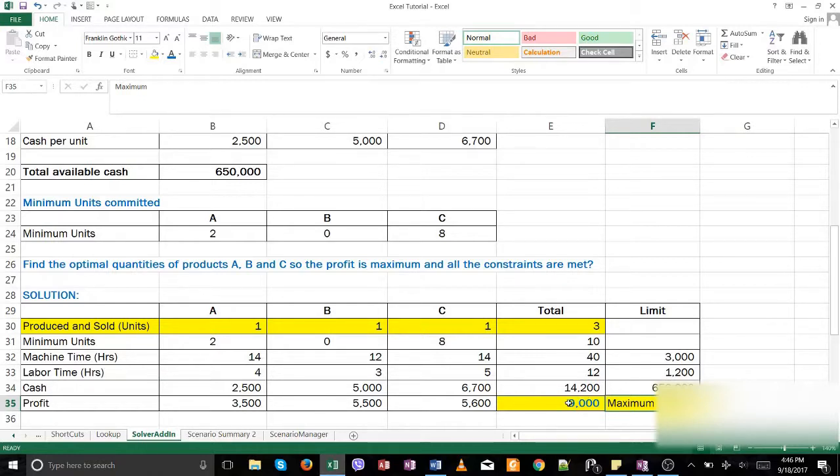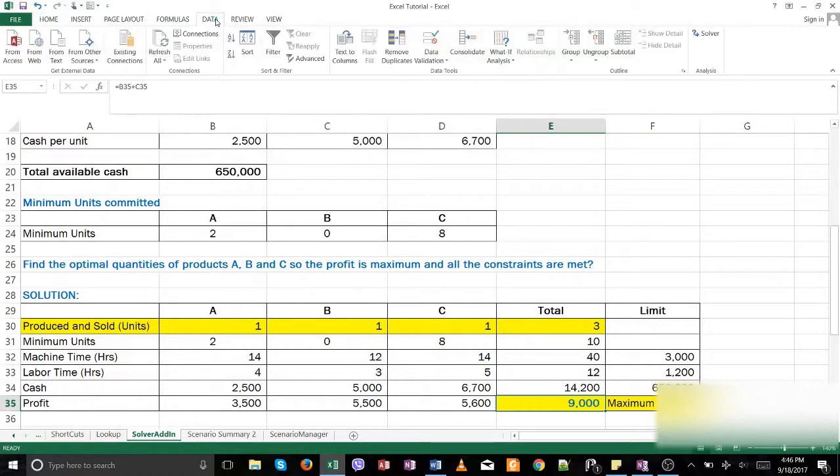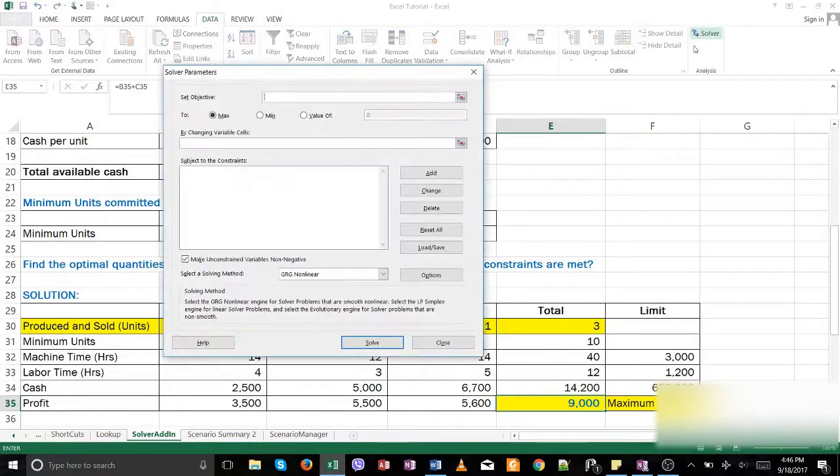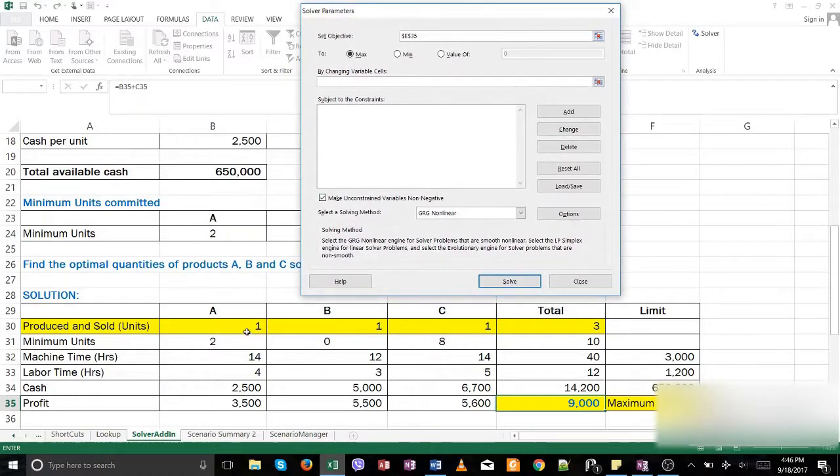Okay, so let's apply the Solver AddIn. Okay, Data, Solver. So we are looking to maximize the profit. So set objective, you choose this, and we choose maximize by changing cells with the produced and sold units.